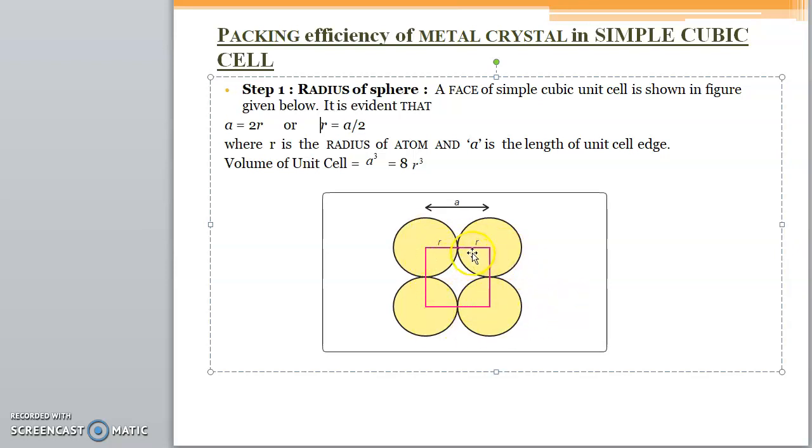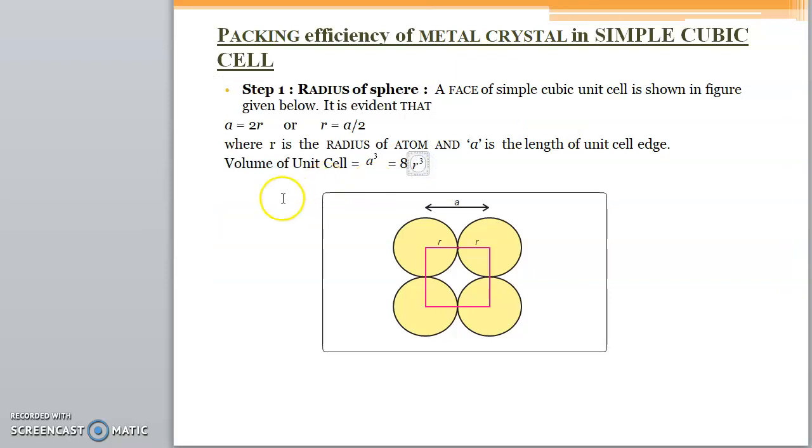Only this 1/8 part contributes, where my cursor is. You'll see only the 1/8 part is contributing. Therefore the radius is what? Edge length upon 2. So if I have to find the volume of the unit cell, which is a cube, in terms of radius it becomes 8r cube.